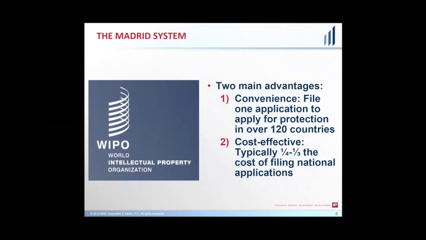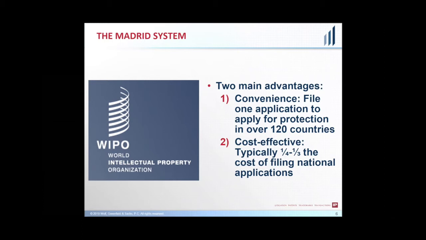So I briefly touched on the Madrid system in the previous slide, but I wanted to walk through what some of the advantages are when you're filing internationally and going through WIPO's Madrid system. So previously, if you wanted to file outside your home country, you had to file separate national applications in each country. That's no longer the case. So now you can file one application through the Madrid system, and that international application allows you to apply for protection in over 120 countries.